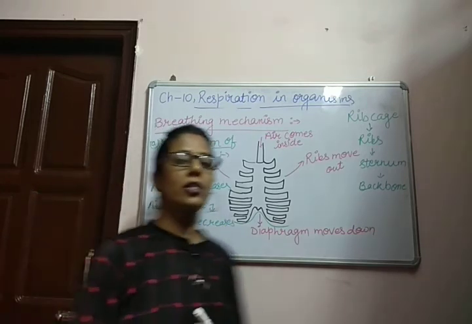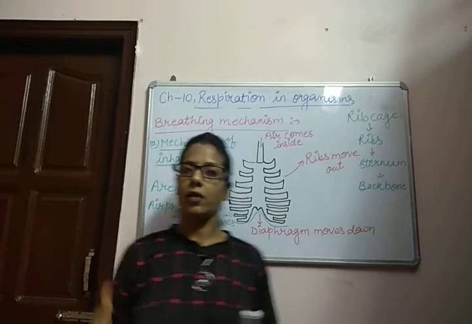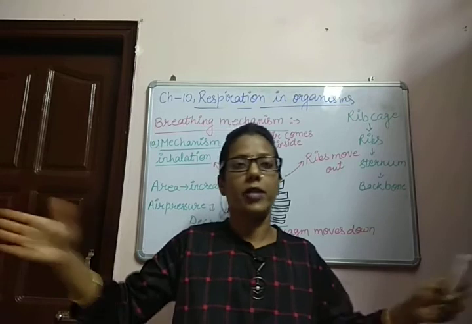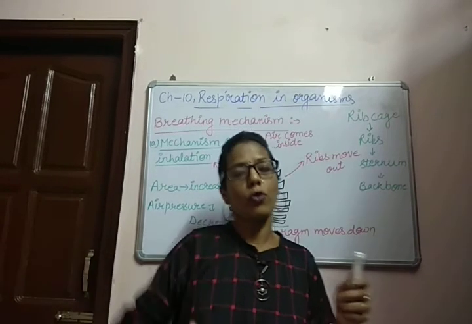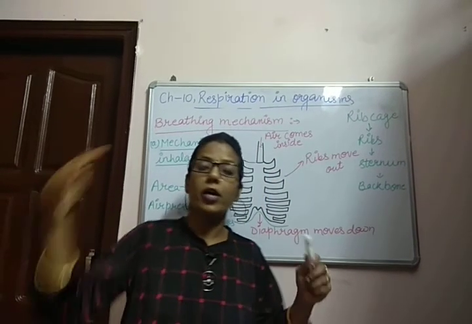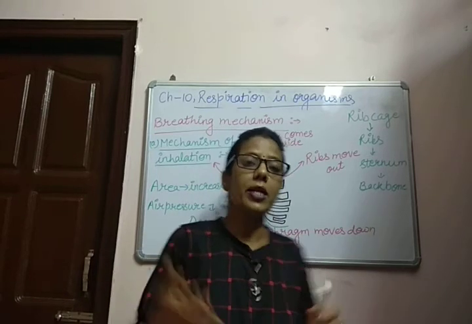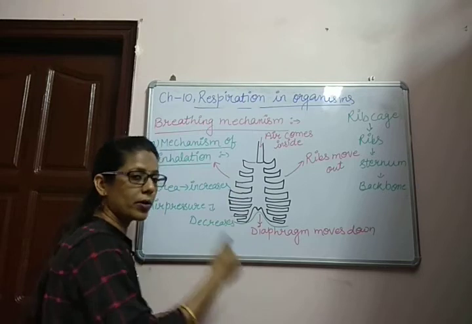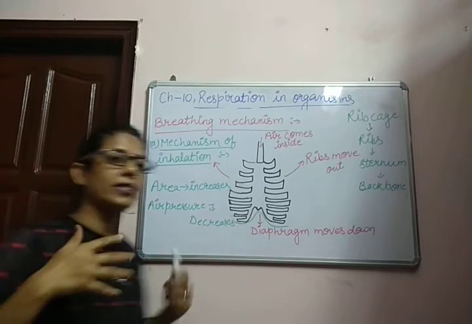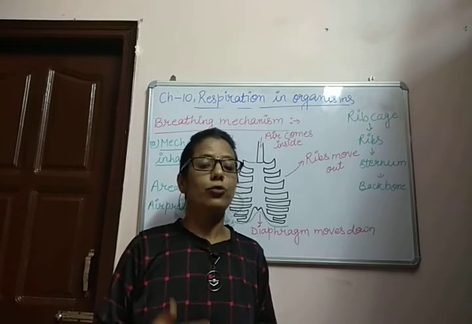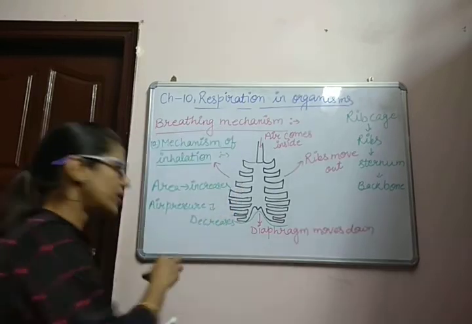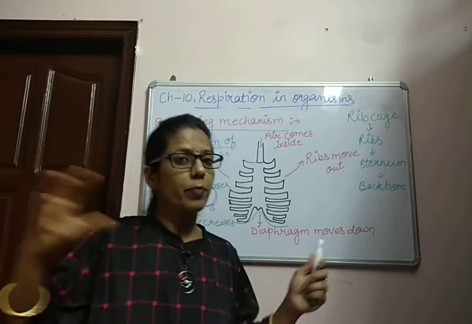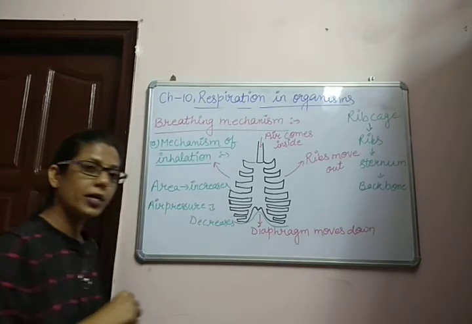We can understand this phenomenon by this example. If you are sitting in a room and the walls of the room move outward and the floor of the room moves downward, the area of the room will increase. Similarly, by the movement of ribs outward and the diaphragm downward, the area inside the chest cavity increases. Due to the area increase, the air pressure decreases, because the same amount of air is now present in a bigger area.